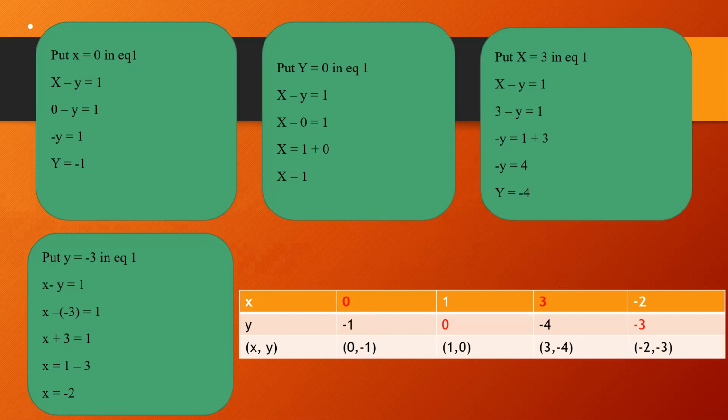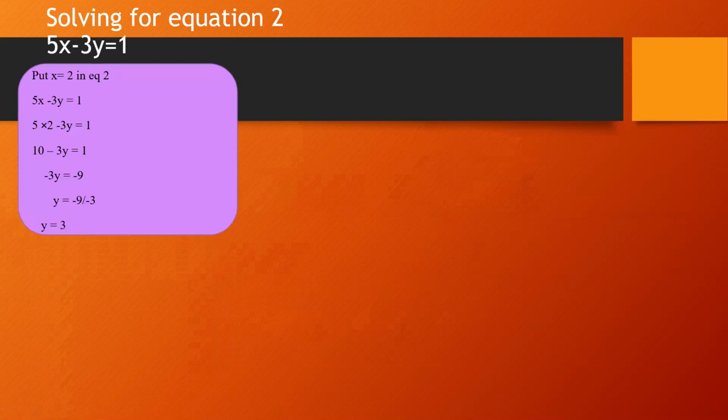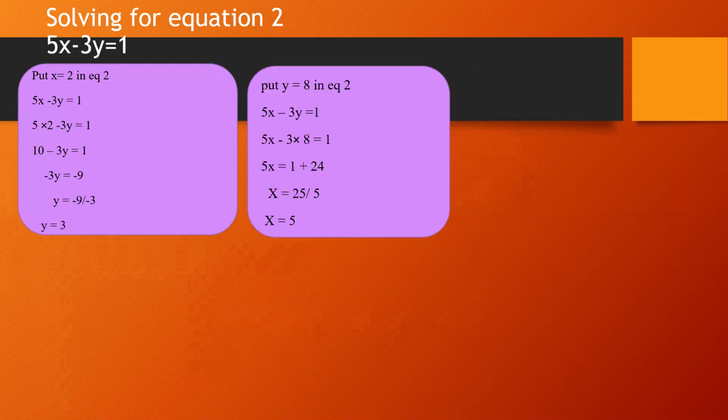Now similarly I will solve for equation number 2, that is 5x minus 3y equals 1. Some values of x and y are given, and by using those given values, we can find the other unknown values. Here I have been given the value of x as 2, and by using x equals 2, I found the value of y is 3. Similarly, for the next coordinate, the given value is y equals 8. By using this given value, I found the value of x is 5.